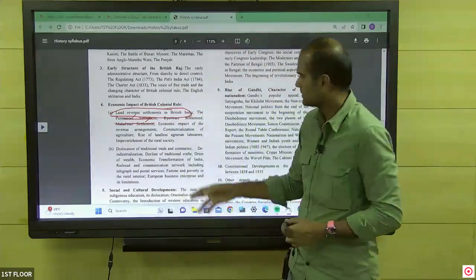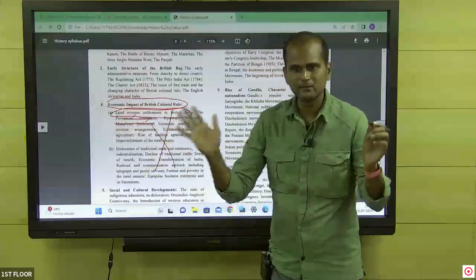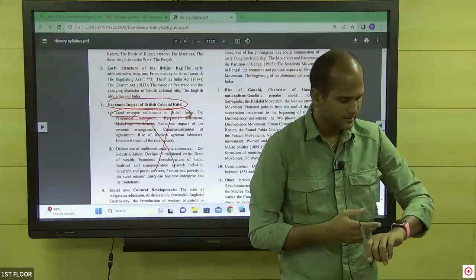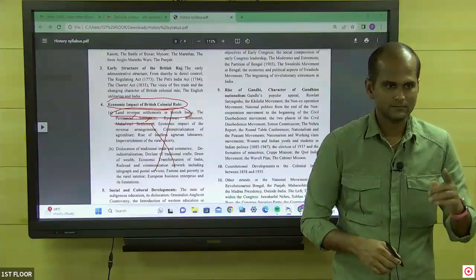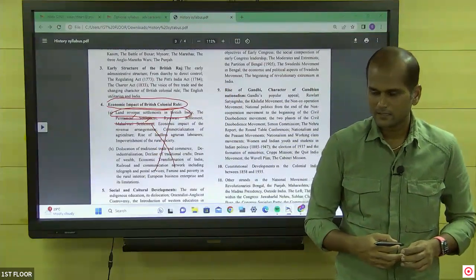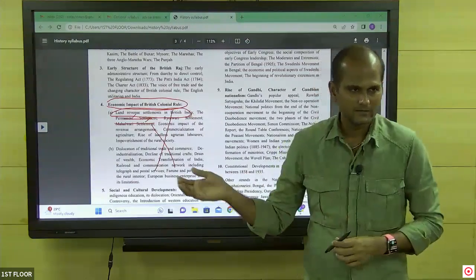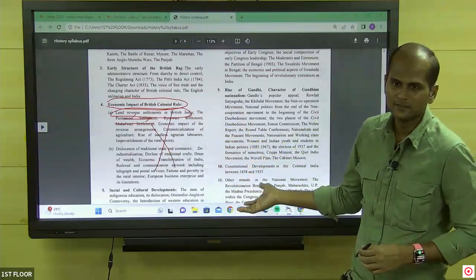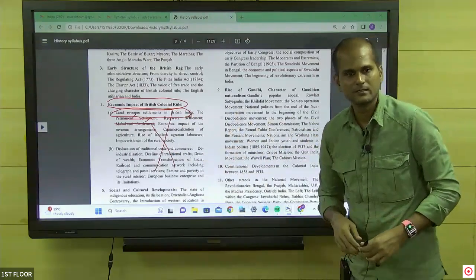Otherwise, why should they give it? The syllabus, no need to give. Only the syllabus is: economic impact. Over. What economic impact? What to study? Got it? So don't bother about the syllabus being big, sir. Yes, because they explained it. If you just reproduce the syllabus, that itself is a 10-mark question.